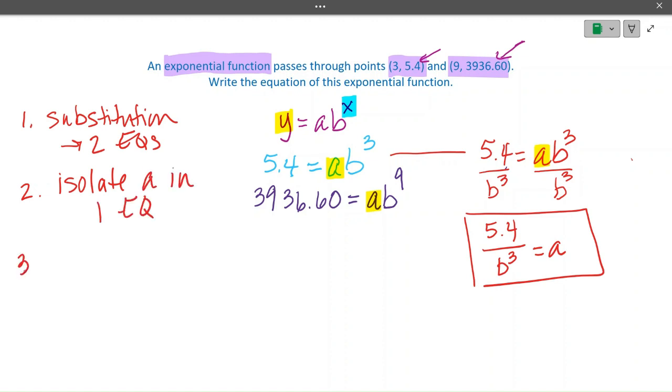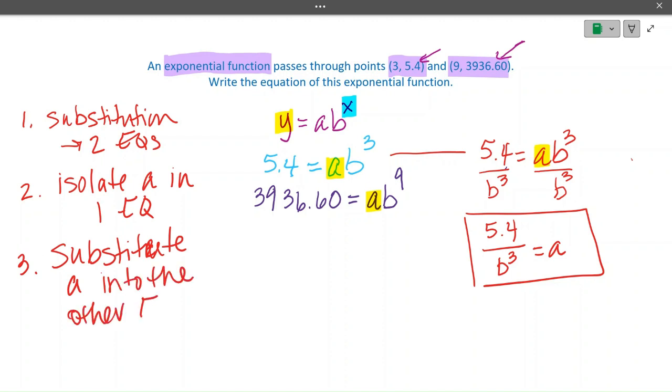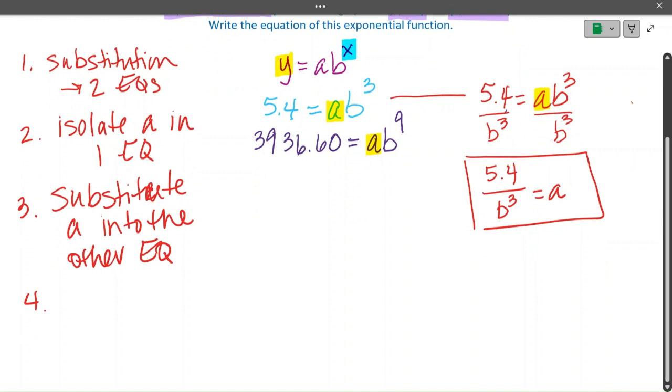Step 3 now is going to be to substitute a into the other equation. Okay, and then step 4 will be, we'll get there in just a second. Okay, so here's what we're going to do.